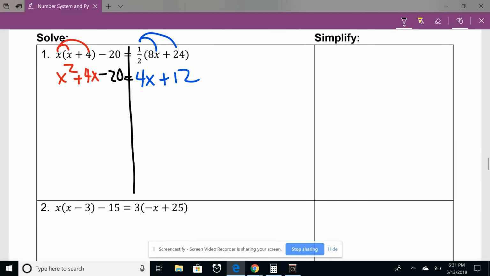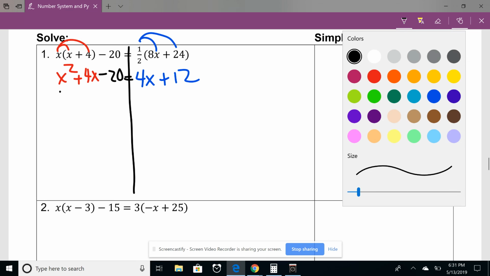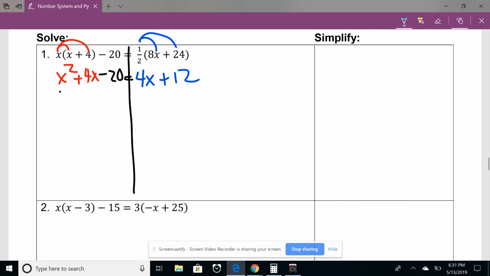Now I've got to start bringing some terms over. There is no other x squared term, so I'm going to leave that. There is an x term on both sides right here, so I'm going to minus 4x from both sides. What's nice about that is that it cancels out. 4x minus 4x is 0. 4x minus 4x is 0. So you're just left with x squared minus 20 equals 12.